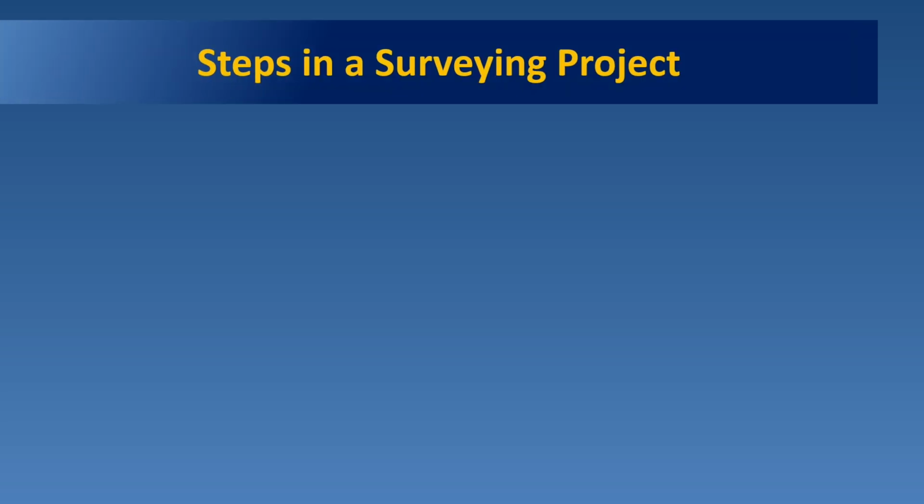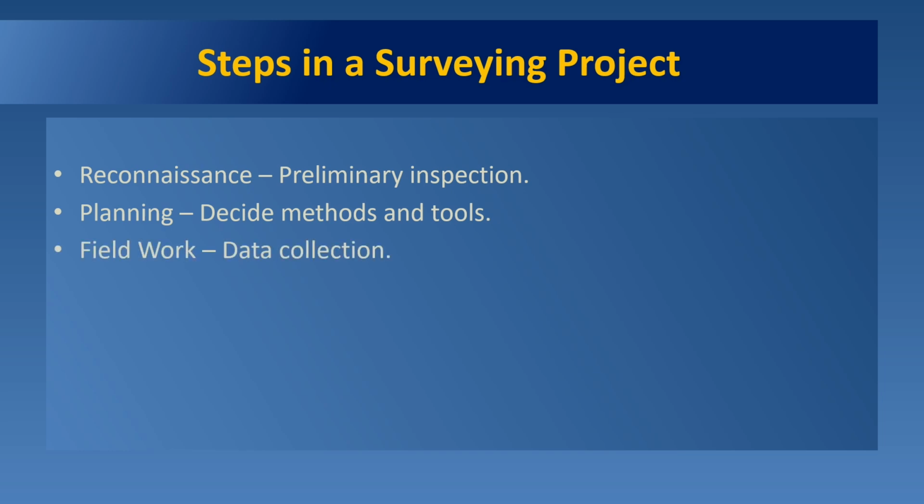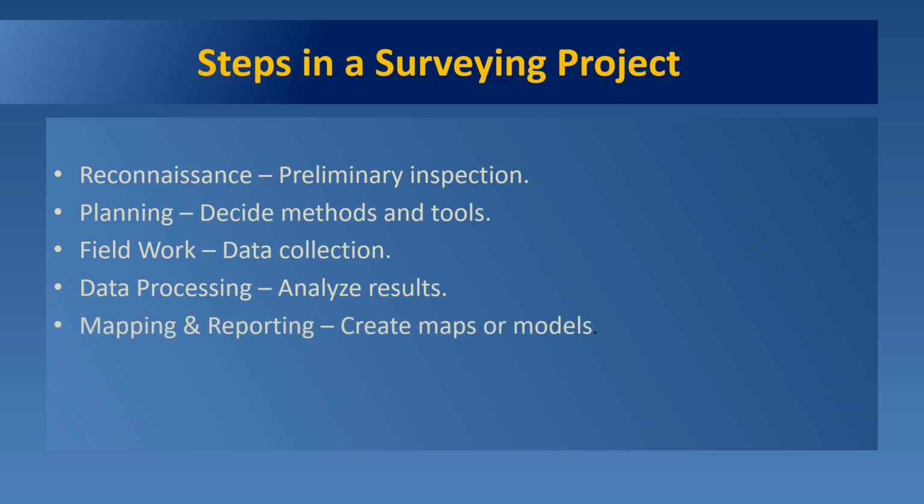Now we will learn how these steps are taken in a surveying project. Here is how a typical surveying project is done. First, reconnaissance, a first look at the area. Second, planning and design, deciding what methods and tools to use. Third, fieldwork, where all the data is collected. And fourth, data processing, calculating and analyzing the data. Fifth, mapping and reporting, making maps or digital models and sharing the results.